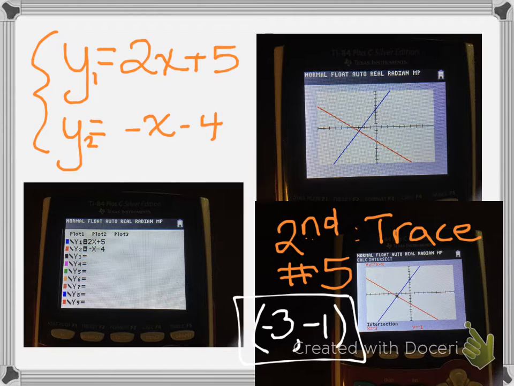Now, the moment that you go to the right or the left with your arrow cursors in your calculator, it's going to give you an estimated number, and it's not going to say intersection anymore. So for it to be the exact intersection point, it needs to say the word intersection right after you hit enter on the third time after you did second trace in number 5.